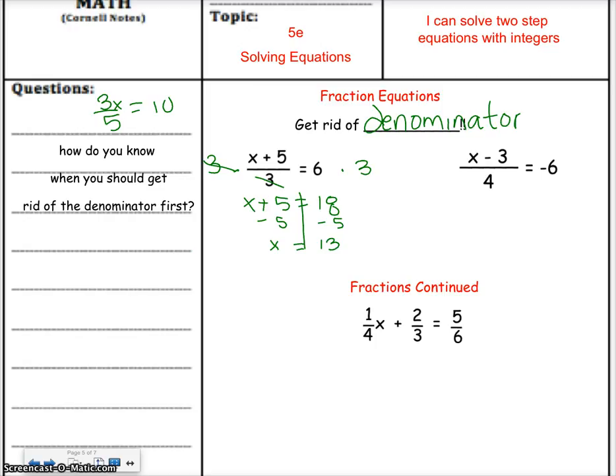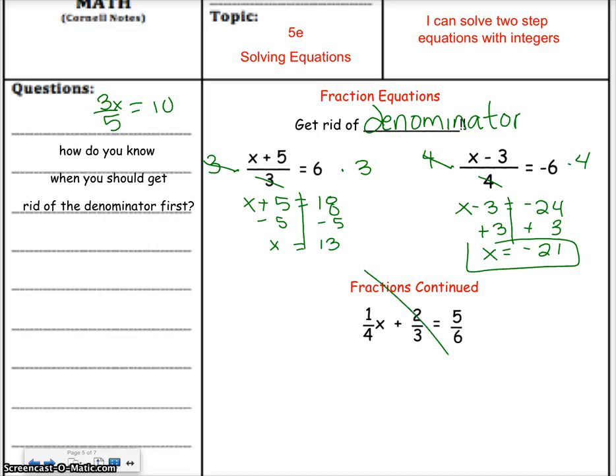Okay. Now what should I move? The minus 3 or the 4? The 4, because you can't move the minus 3. See, it's stuck. That 4 is in the way, so I need to get rid of that 4. So in order, that's divide by 4. I'll times both sides by 4. Cancels it out. And you get x minus 3 is negative 24. Now what? Plus 3. And then you get x equals negative 21. And that's our learning target for today.